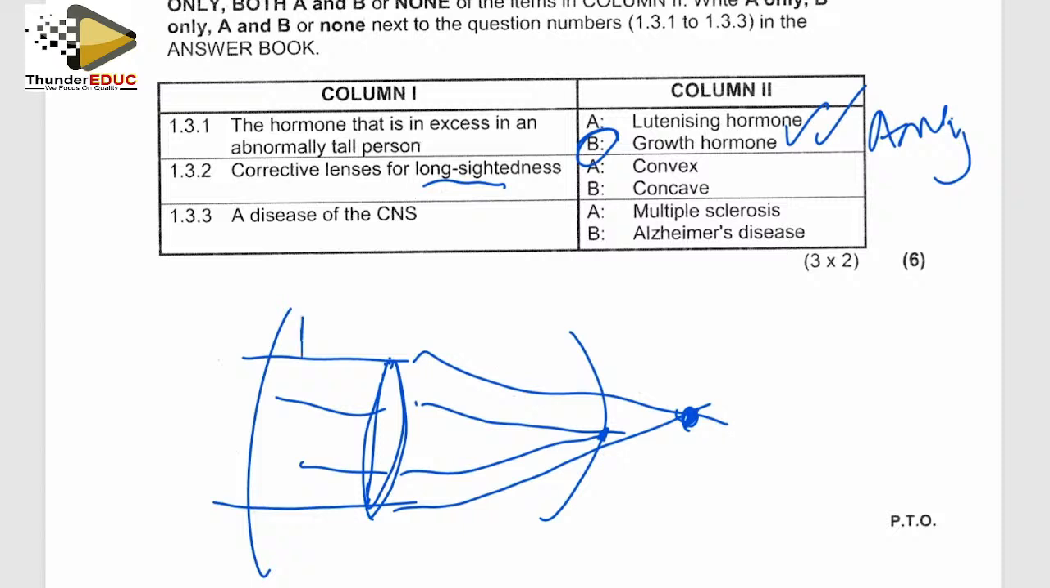So how do I correct it? I have to put on a convex lens, so that this light can be converged before it reaches here. By the time it reaches here, it will be focused onto the retina. So basically it is a convex lens. So the answer is A only. Oh, here I said B only. Why did I say A? This is B only, then this is A only.